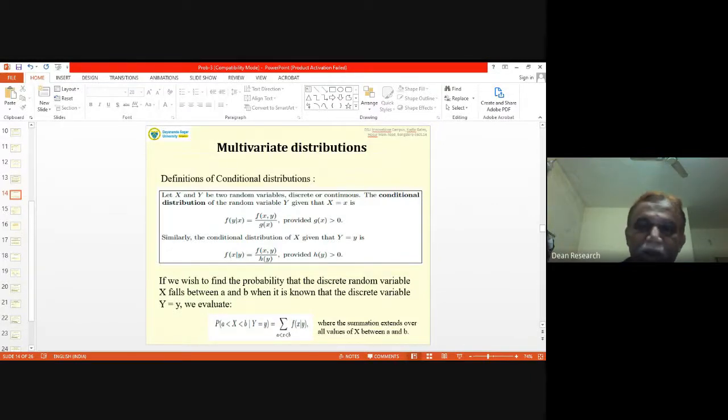Otherwise, I don't think there is any difficulty in understanding the concepts of two variables and the PMF or PDF in the case of discrete random variables and continuous random variables respectively. I'm sure now you have understood that. Any doubt you can always ask me. And then he went on to define conditional distribution of discrete variables and continuous variables as well.